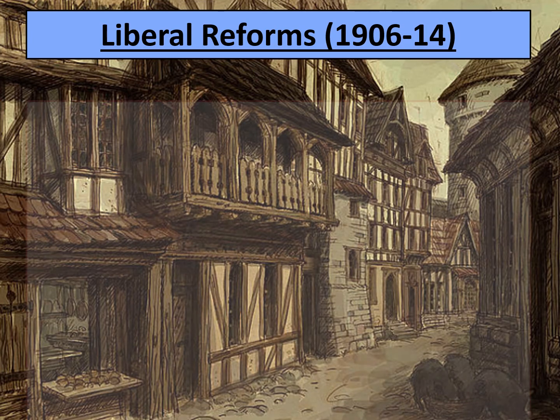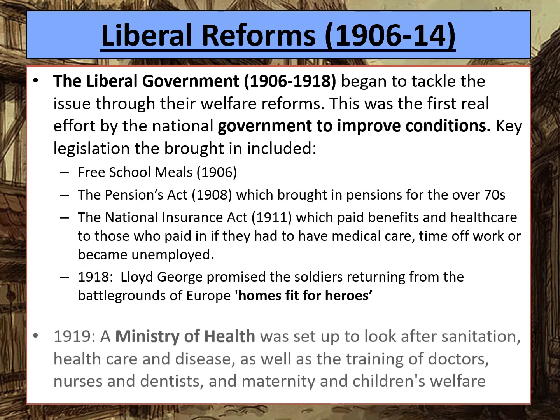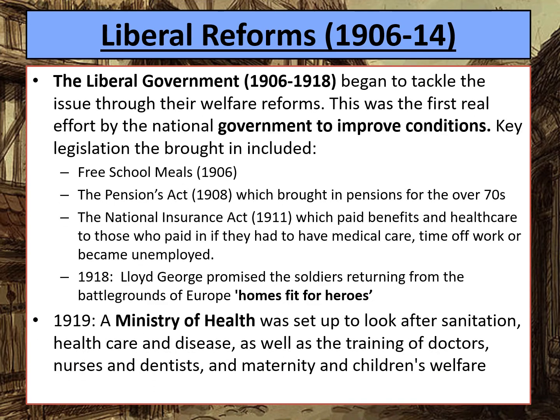The liberal reforms are important because this is one of the first times that the government is actually trying to help tackle the problem of poverty. Obviously, they'd realised it was a problem when it came to things like the Boer War. They'd also realised it was a problem thanks to the work of people like Booth and Rowntree.